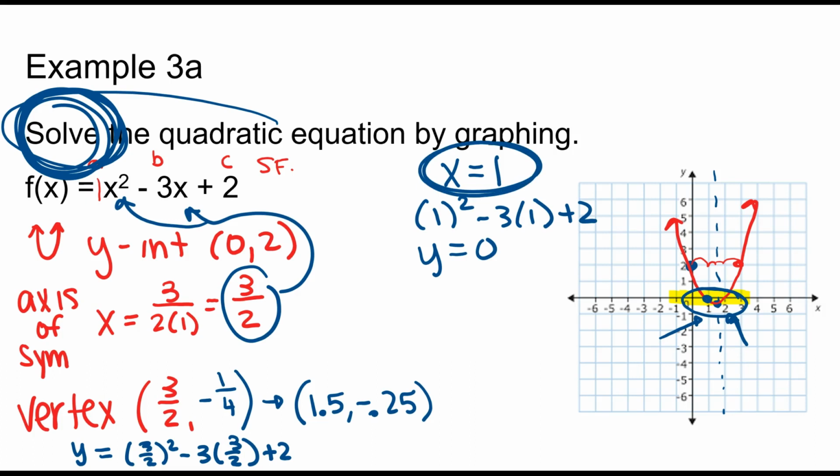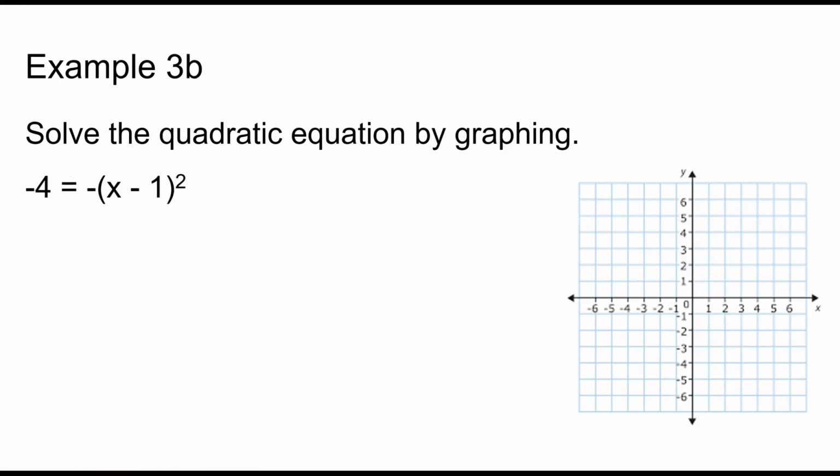We can use symmetry to see that it's half away from the axis of symmetry, so 2 must be our other 0, or you can plug in 2 as well. So the solutions to this quadratic function are x equals 1 and x equals 2. We'll do one more. Solve the quadratic function by graphing.